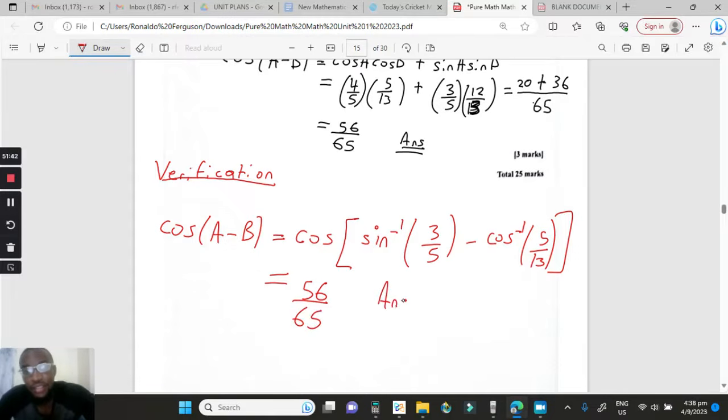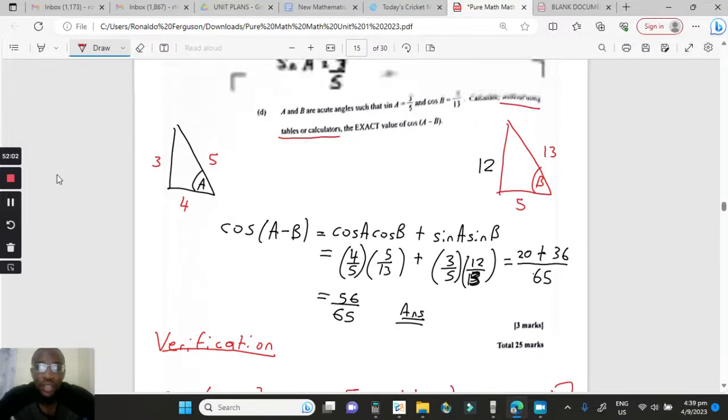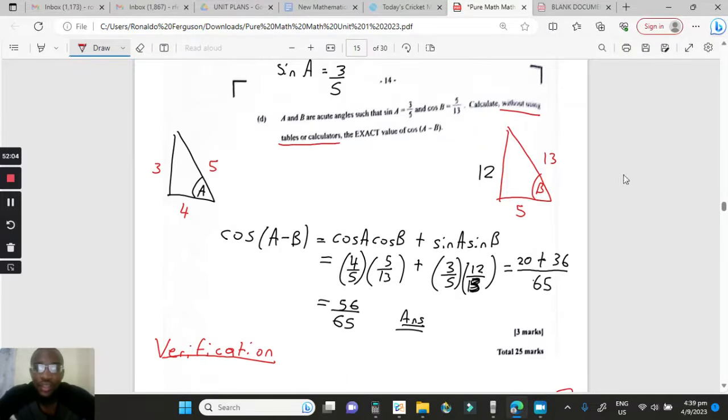It doesn't really matter. It's up to you. By the way, if you do this, you only get 1 mark. Remember, this is a verification. This is using a calculator. They don't want to see you use a calculator. What they're looking for you to do is to do this right here. Know your trig ratios.